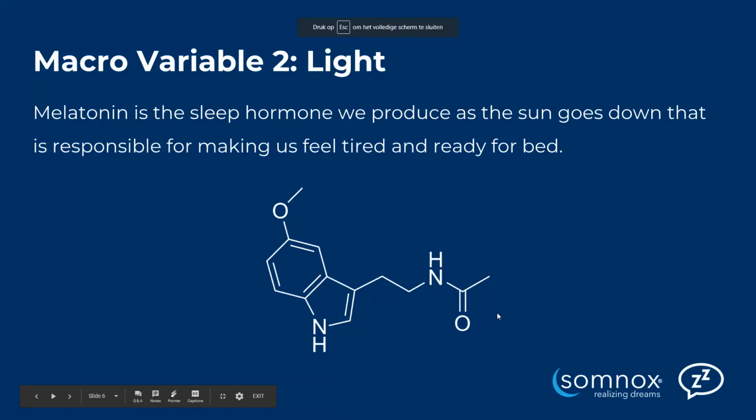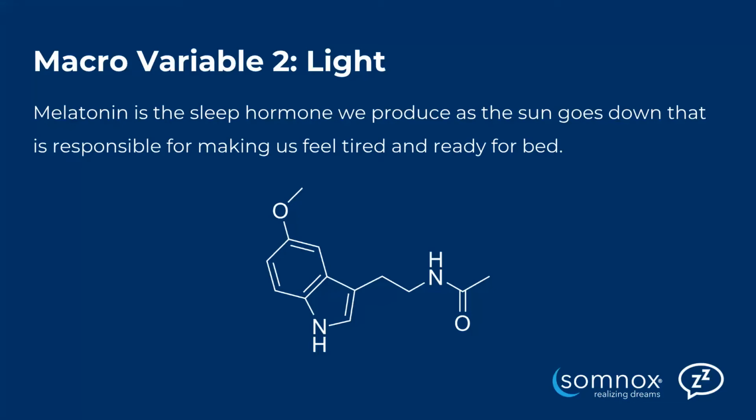So the next macro variable that I want to talk to you about is light exposure. But before I start talking about light exposure, you need to understand what melatonin is. Melatonin is the sleep hormone we produce as the sun goes down that is responsible for making us feel tired and ready for bed. And underneath you can see the chemical composition of melatonin.